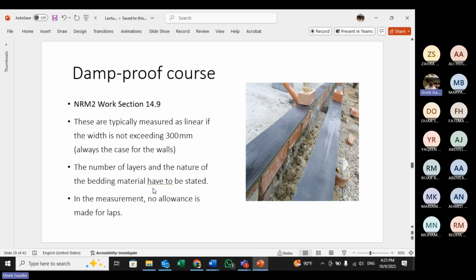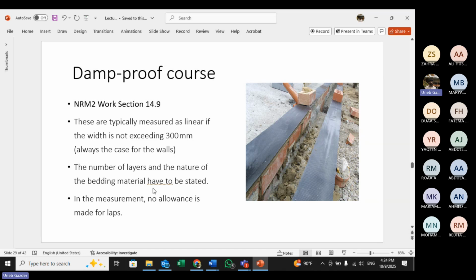There's damp proofing course, which is under the wall, and it is in section 14, not in the groundwork section, and it is measured linear. If the width is not exceeding 300 millimeters, width of DPC is the same as width of wall, so you need to mention it. If it is less than 300 millimeters, we can just mention the length, and the length will be taken from center line, same as a wall. The number of layers and nature of bedding material have to be stated.